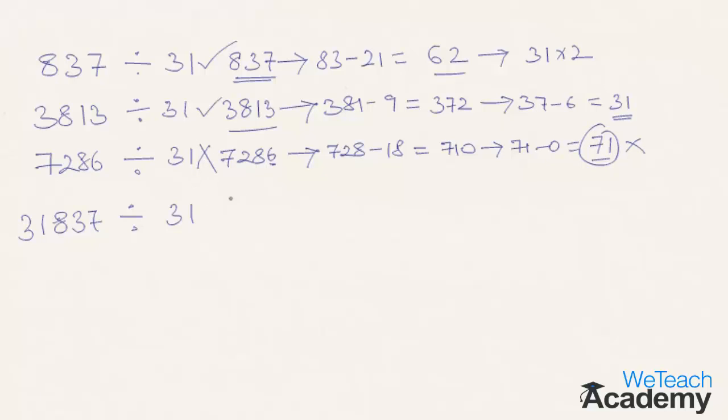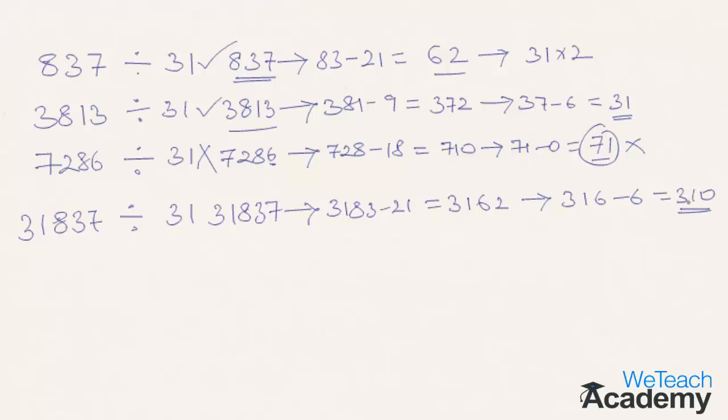Coming to the next number, which is 31,837. According to the concept of subtracting 3 times the last digit 7, which is equal to 21, from the remaining number 3183, which gives 3162. Now repeating the concept again, subtracting 3 times the last digit 2, we get 6 here, from the remaining number 316, which can be written as 316 minus 6 is equal to 310, which is nothing but 31 into 10. So the given number is also divisible by 31.